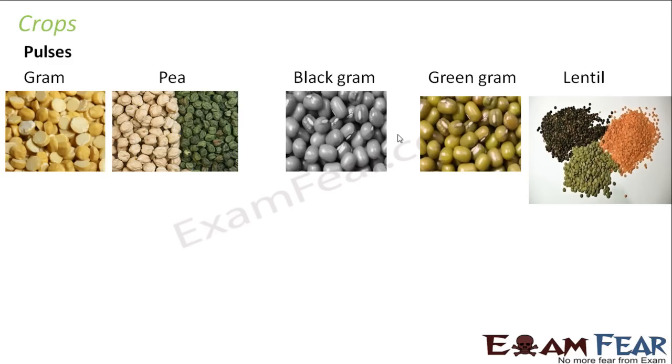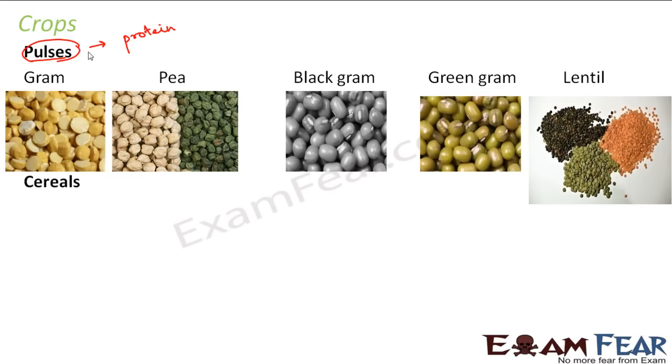Let us talk about the pulses. In India we mostly call them dal. We generally have it with either rice or chapati, so it is a daily food for each of us. In pulses, you have many different kinds like gram, pea, black gram, green gram, lentils. These are the different types of pulses, and pulses are a very good source of protein. People often say you should have a lot of pulses in your diet because they are a good source of protein.